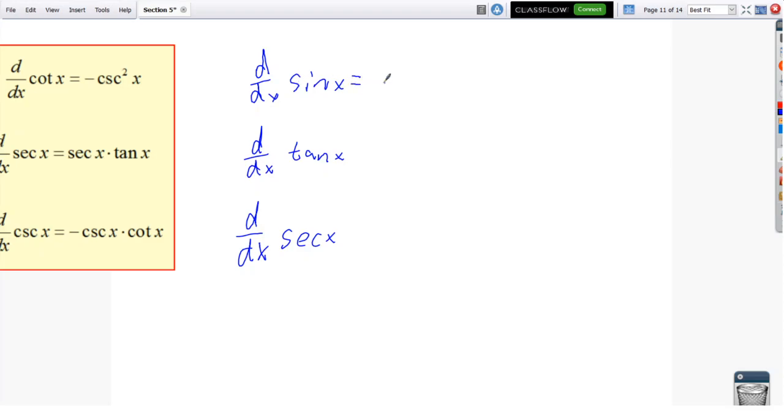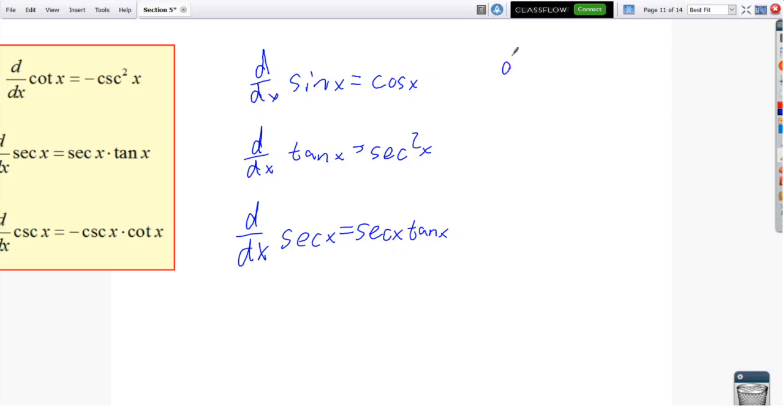Because I know the derivative of sine is equal to cosine. The derivative of tangent is equal to secant squared of x. And the derivative of secant is actually equal to secant x, tangent x. And there's proofs for all 3 of those. I know I showed you the proof for tangent of x. If you want to see the proofs for any of those other ones, stop by office hours and I can show you.